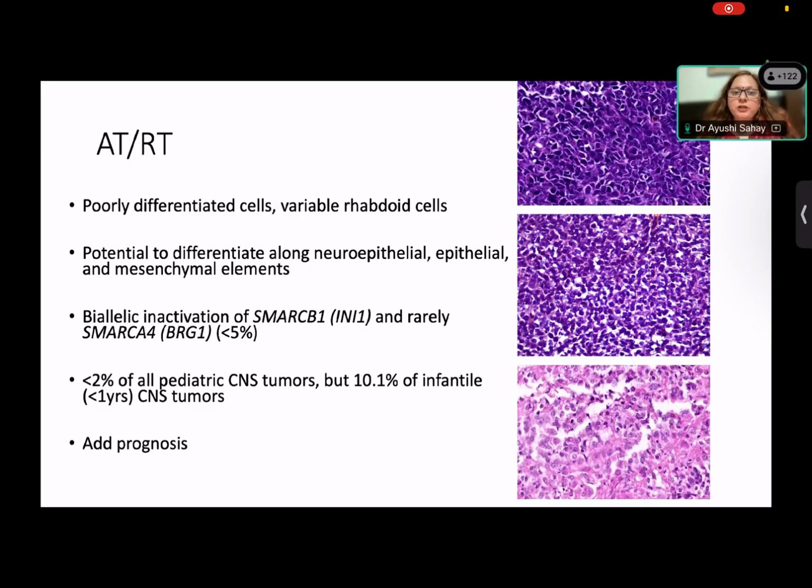So that is why I said, whatever the morphology, when you're thinking of an embryonal tumor in a young age, you must always keep a differential of ATRT, which is easily diagnosed by one simple IHC stain, and you will not miss the diagnosis. It can show a variety of morphologies as well as a variety of IHC patterns. So you have to remember.